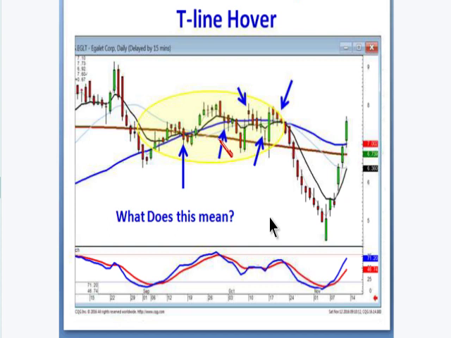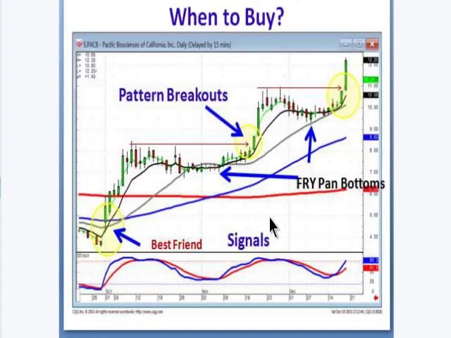The best friend, there's about 18 different combination patterns. The best friend is a doji followed by a gap up, especially in the oversold area. The reason we call it your best friend is because not only does it give you a high probability of an uptrend, probably that uptrend is going to be extremely strong.